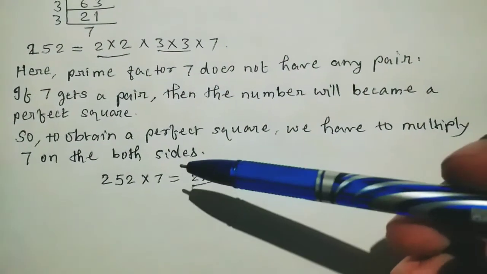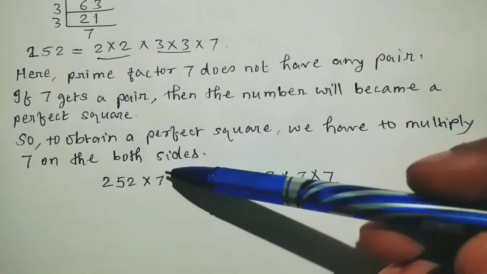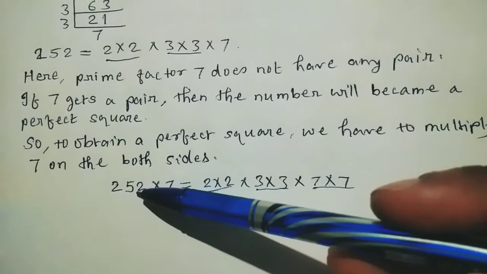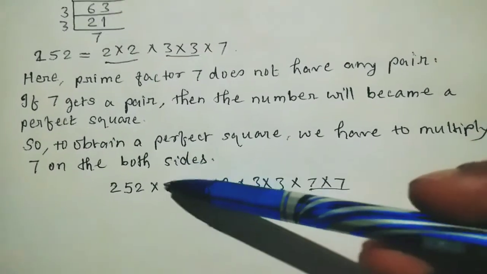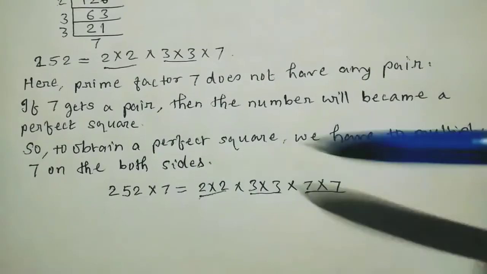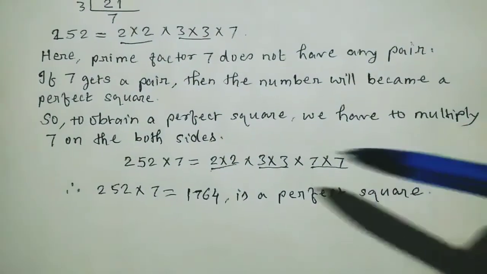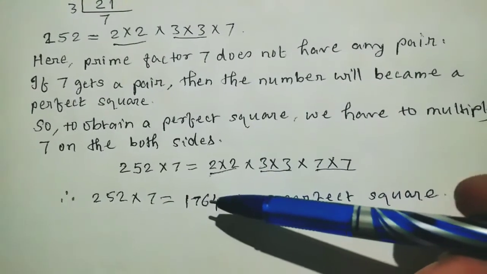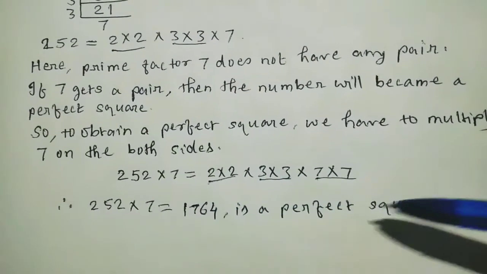So what is the smallest number to be multiplied? 7 is the smallest number which has to be multiplied with 252 to make a perfect square. Understood? So this is the smallest whole number, so this is the answer. Here you multiply 252 into 7 and find the perfect square. So 1764 is a perfect square.